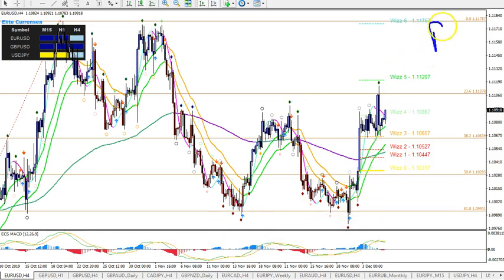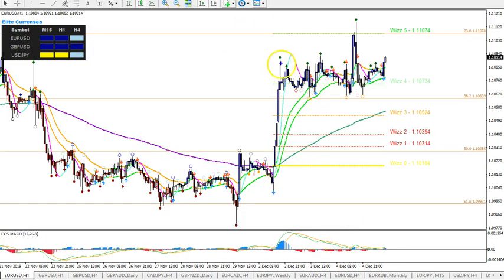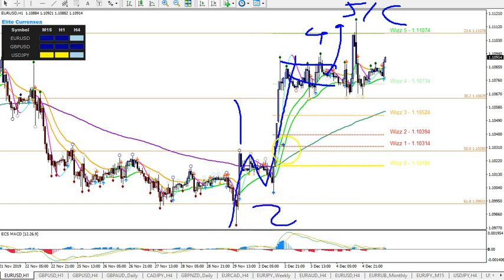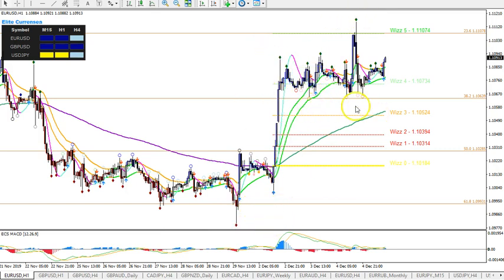And from that point of view, within the wave B, we had an A, B, C here. Within the C, 1, 2, 3, 4, 5. That's why when price was building this consolidation here, I was thinking that it's a wave 4, and we'll get one more push up for wave 5 of that C. 1, 2, 3, 4, 5. Now, all these waves are not that important, just to give a bit of understanding of the structure.